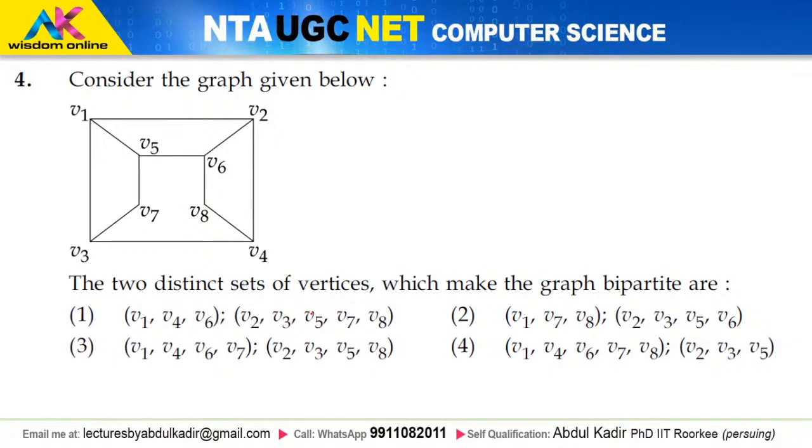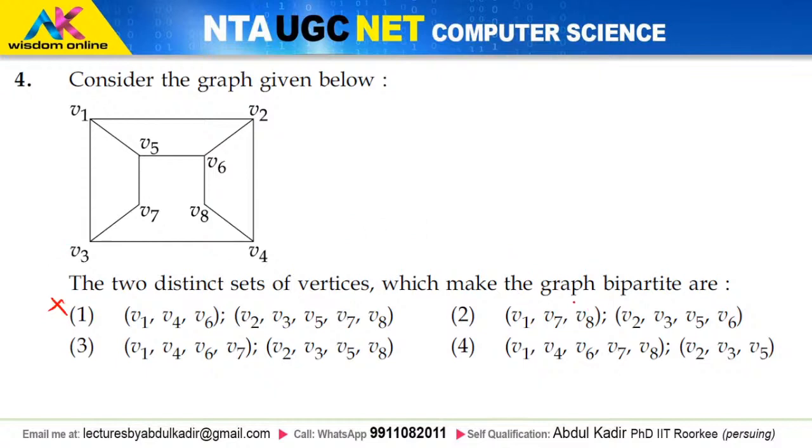So basically, see, he is saying v2, v3, v5, v7. So you can see this is not correct. Why? Because there is an edge between v3 and v7, so that's why this is not correct. So option 1 is not correct.